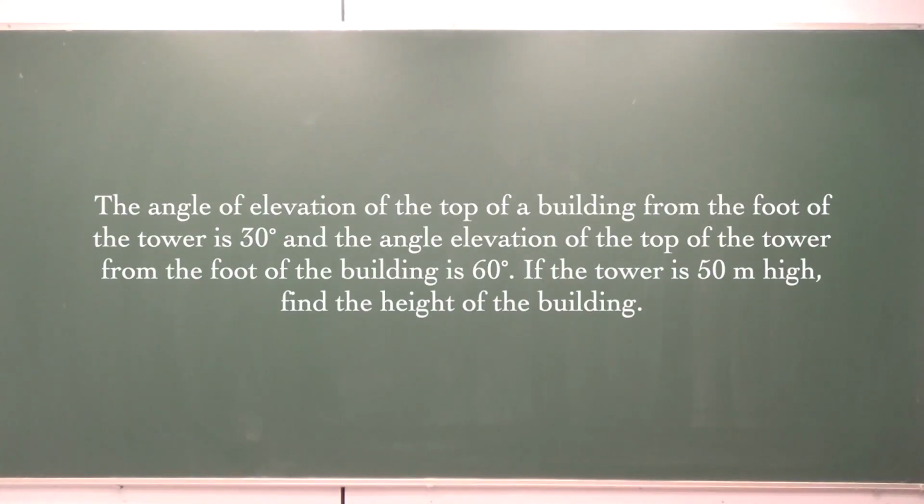Okay. The angle of elevation of the top of a building from the foot of the tower is 30 degree, and the angle of elevation of the top of the tower from the foot of the building is 60 degree. If the tower is 50 meter high, find the height of the building.